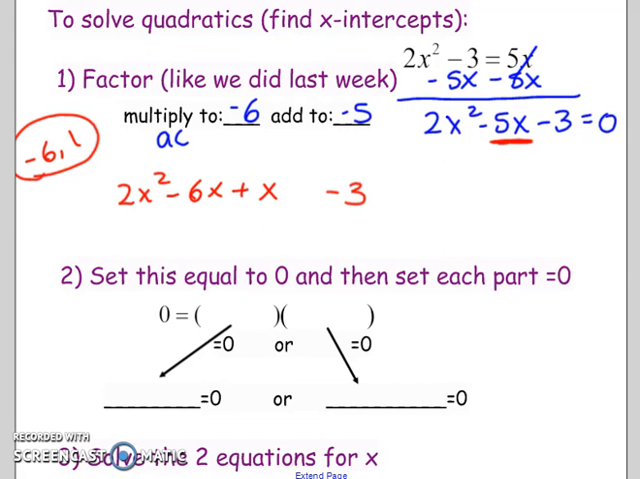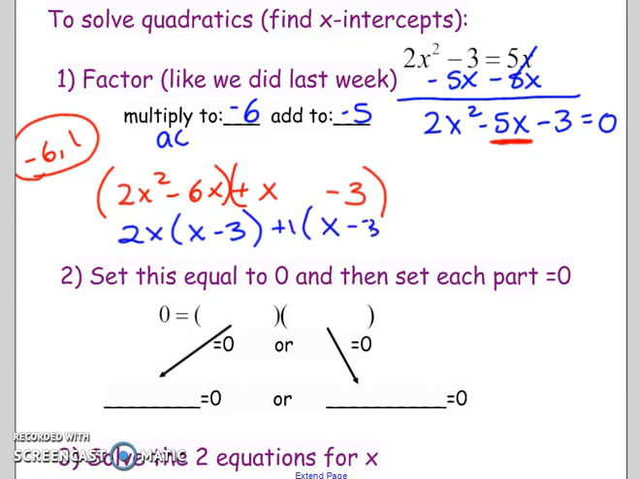Now that we have four terms written out, we're going to group them. Group the first two, group the second two. And take out the GCF, so 2x squared minus 6x has 2x in common, so you're left with x minus 3. x minus 3 has a positive 1 in common, x minus 3. So now we're left with (2x plus 1) and (x minus 3).